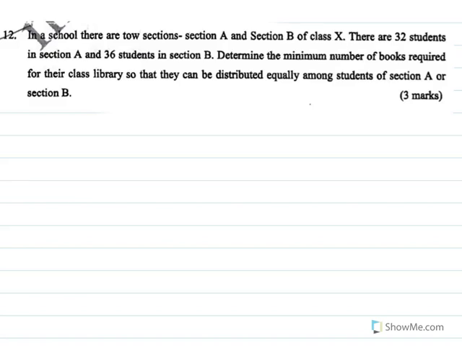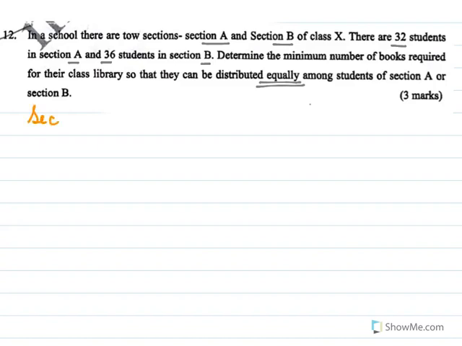In a school, there are two sections, section A and B of a class 10th. There are 32 students in section A and 36 students in section B. Determine the minimum number of books required for their class library so that they can be distributed equally among the students of section A or section B.